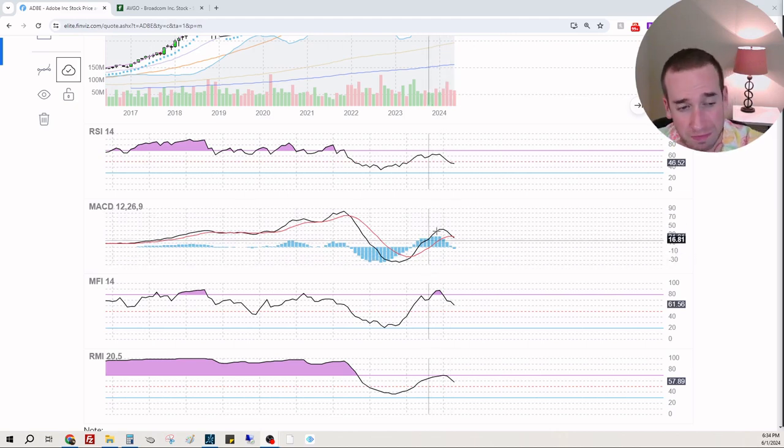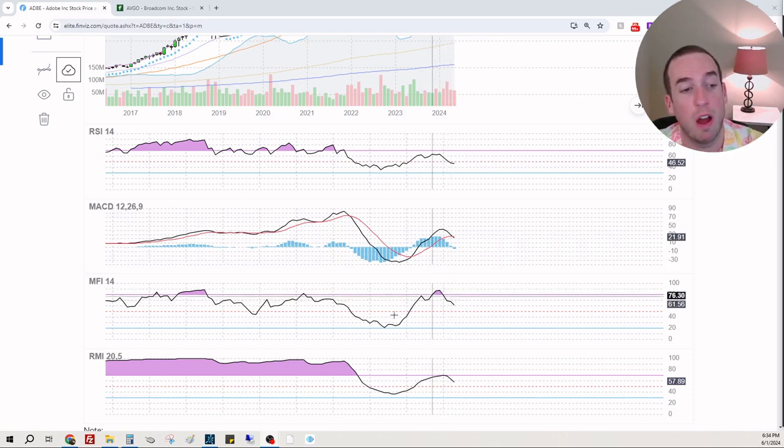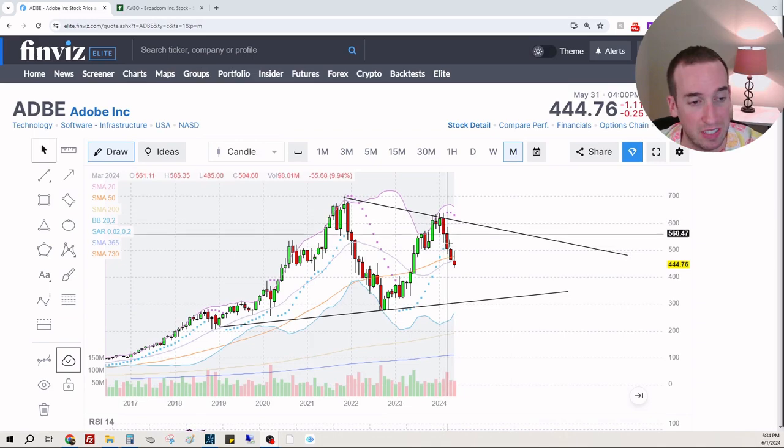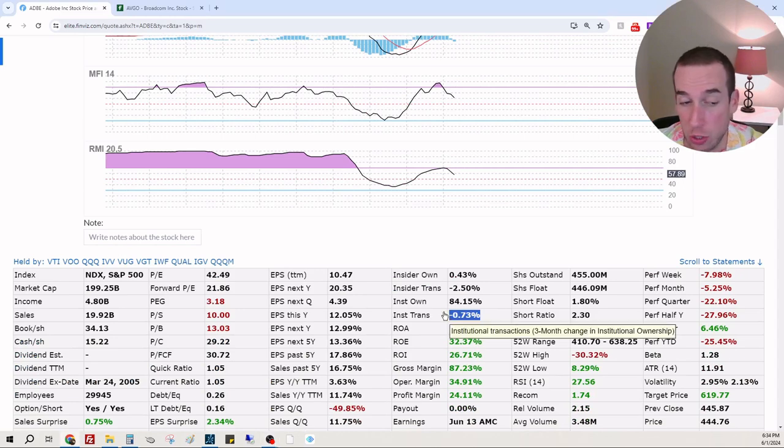Momentum's on a downturn. Money flow is just straight up going down. Relative momentum, I think the bears are obviously in control. It went from 630 now down to 444. It looks like institutions are selling.